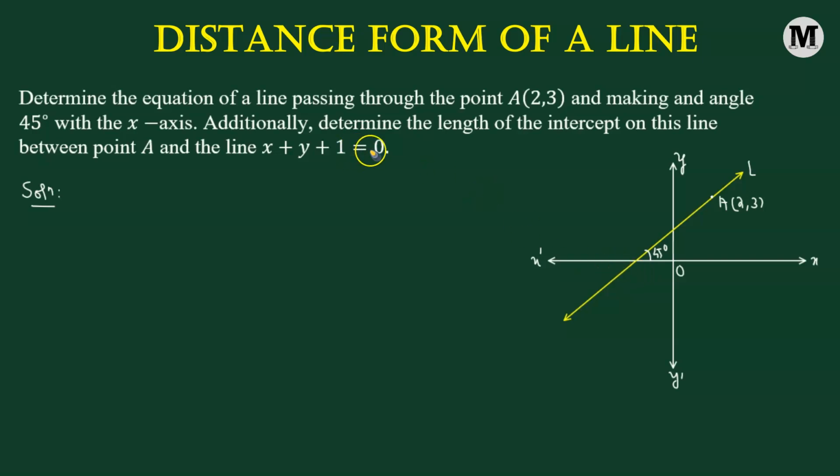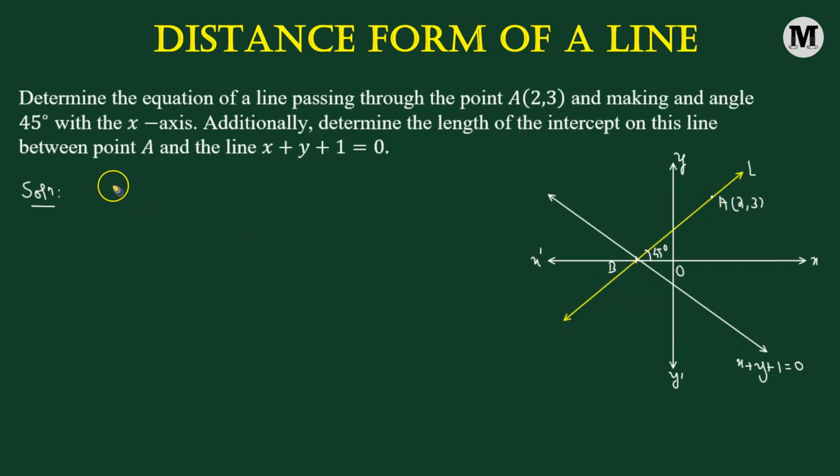Additionally, we have to determine the length of the intercept on this line between point A and another line. So that means we have another line. Let's say it passes through this point. Let's call it the point B. Another line whose equation is given to us, x + y + 1 = 0. Let's draw a line that passes through this point B. Now, our goal will also be to determine the length of the intercept AB.